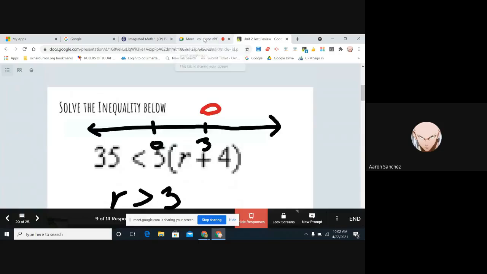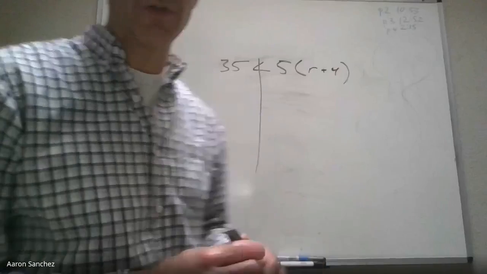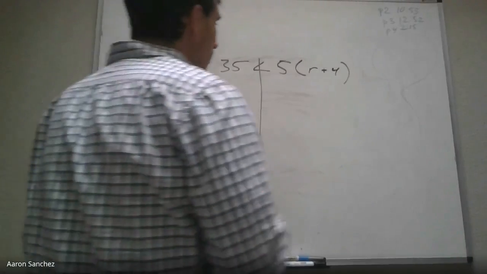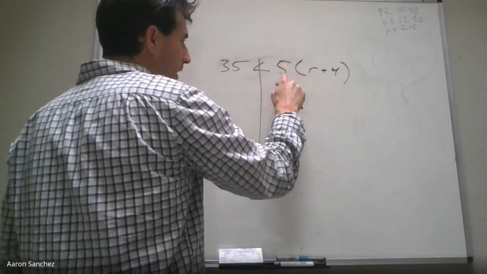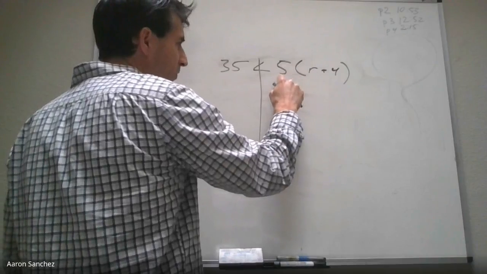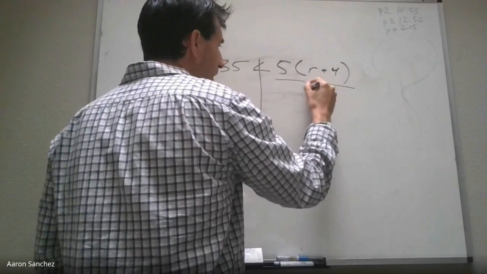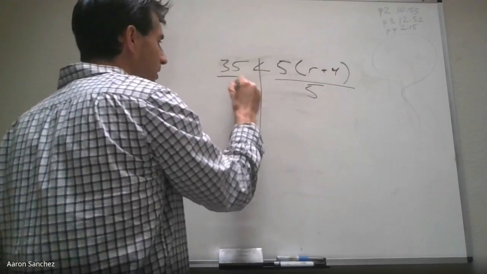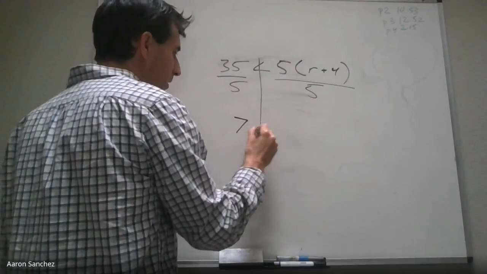Okay, let's move on. I'm going to try to solve this real quick. Looks like most of you got it, but I'm going to solve it very quickly. So I have a 5 and a plus 4, right? I need to solve for R. The 5 is furthest away. Remember, it's 5 times R plus 4. So to get rid of the 5, the opposite of multiplication is division. 35 divided by 5 is 7, less than.